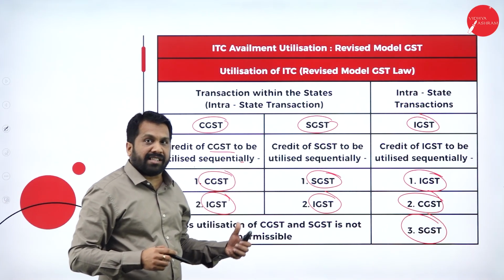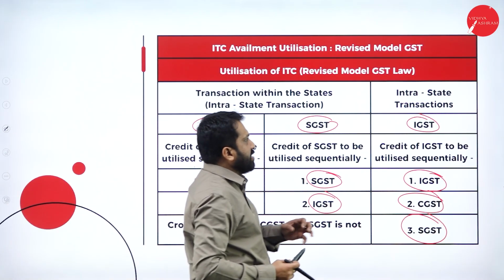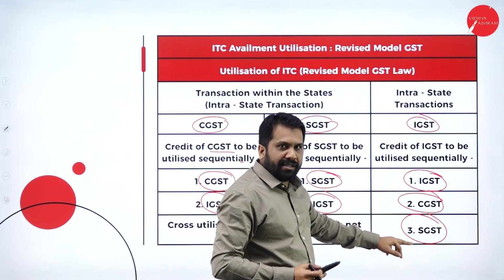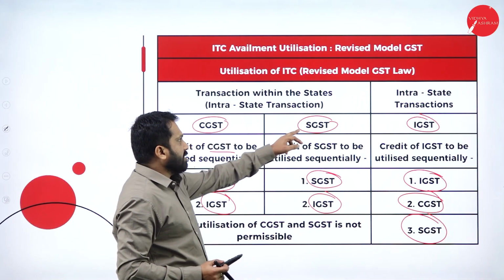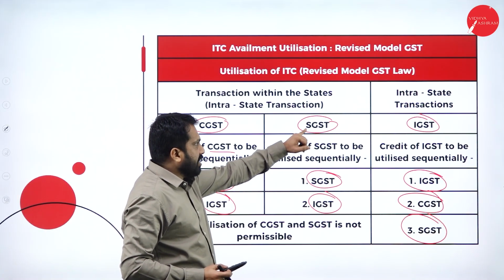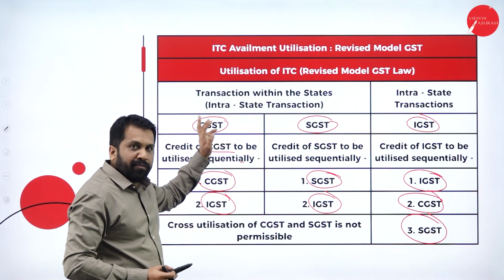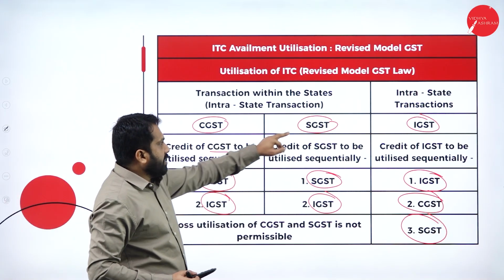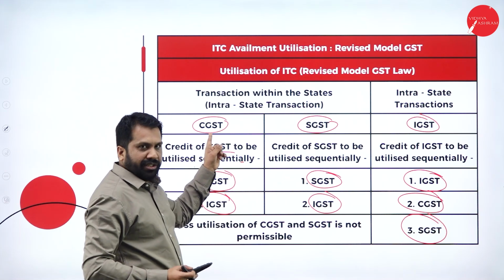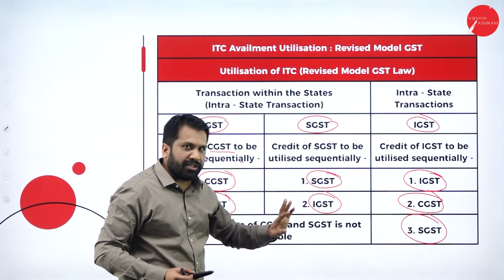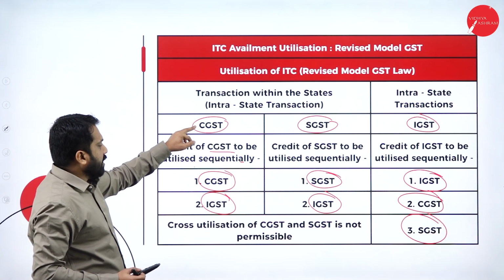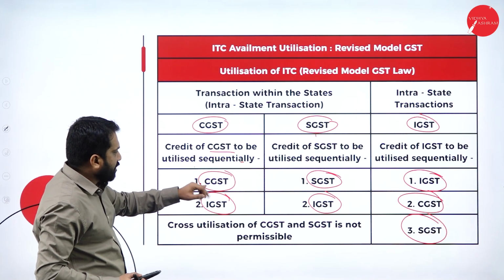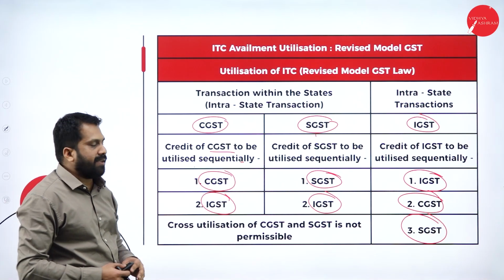Remember, while doing the problem, I'll explain clearly. If you have excess value in IGST, you can use it for IGST, CGST and SGST. If you have excess value in SGST, remember, SGST cannot be used for CGST, and CGST cannot be used for SGST. That is the logic. SGST, you can never utilize for CGST, and CGST, you can never utilize for SGST. CGST can be utilized for CGST itself or IGST.